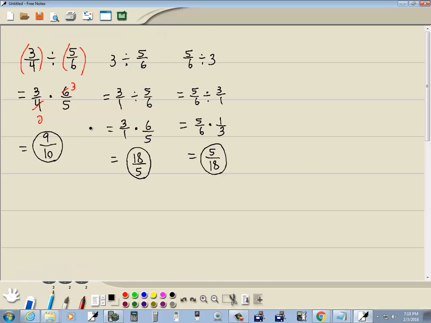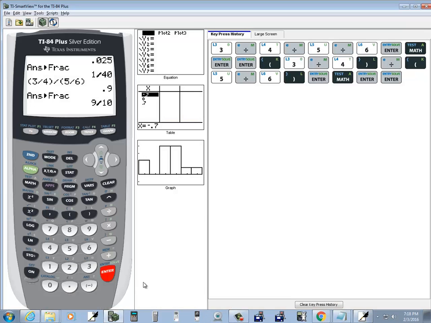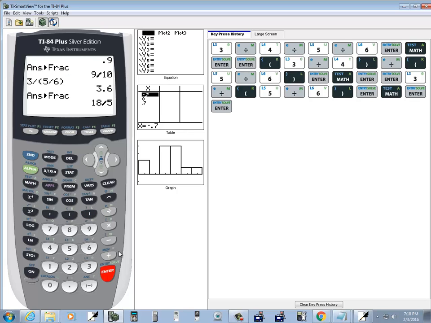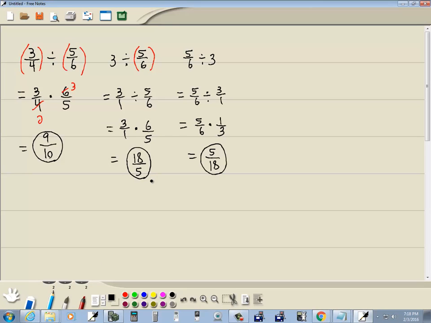Now in our second example, this is just a number, so we don't need to worry about that. But we need to put parentheses around the 5/6. So if I plug that in, I do 3 divided by, beginning parentheses, 5 divided by 6, closing parentheses, enter. And then if I do Math, Enter, I get 18/5.